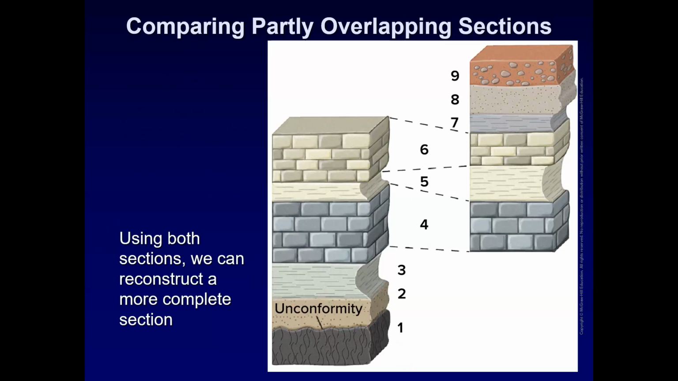So units 1, 2, and 3 are present only in the left section, and units 7, 8, and 9 are present only in the right section. The changes in thickness of these sediments, like 5 gets thicker to the right, that may be due to changes in depositional environment with the availability of sediment, or differences in the rate of deposition.